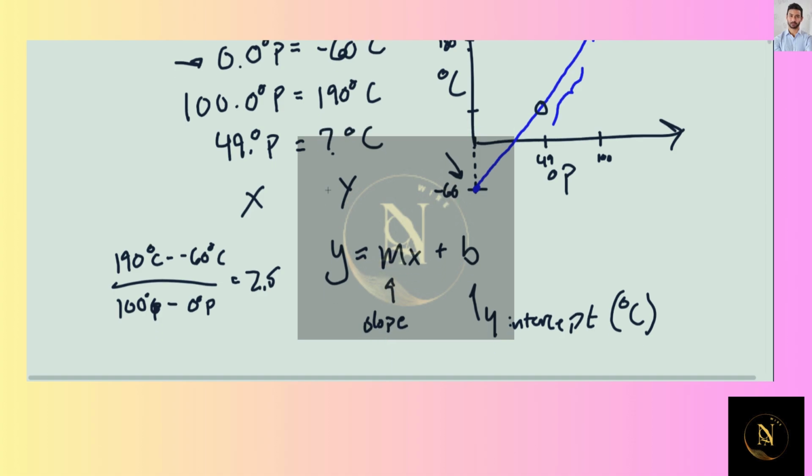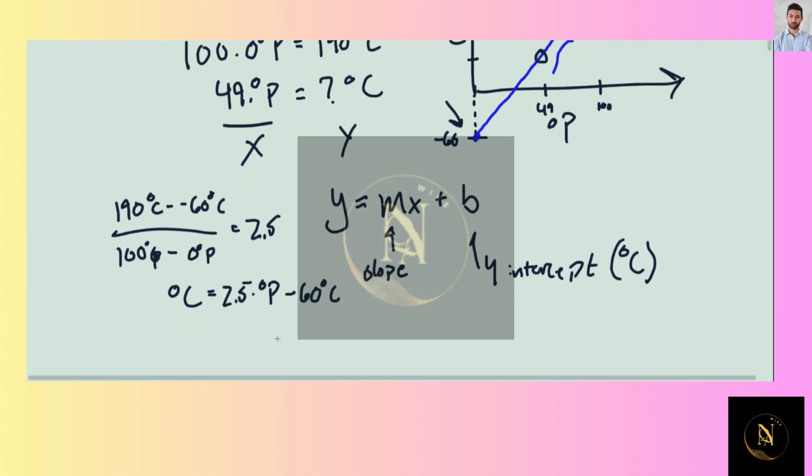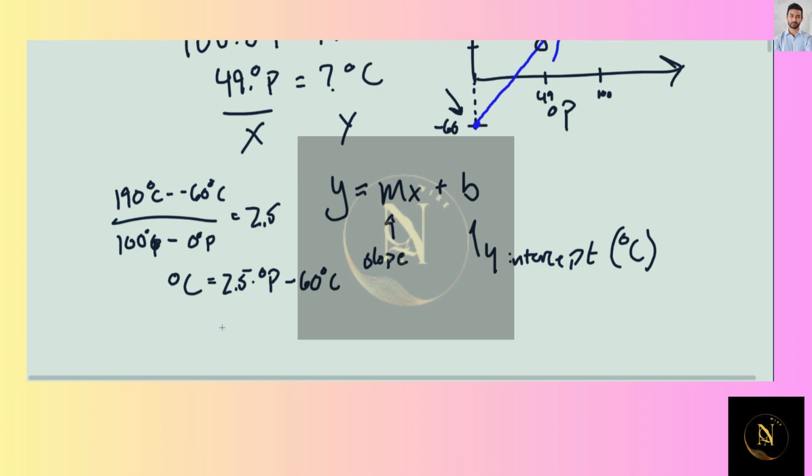So the equation that describes this line is degrees C equals 2.5 times degrees P minus 60 degrees C. We want to know what this is for 49, so we plug in 49 for degrees P. The units of the slope are degrees C per degree P, because we have degrees C up there and degrees P.